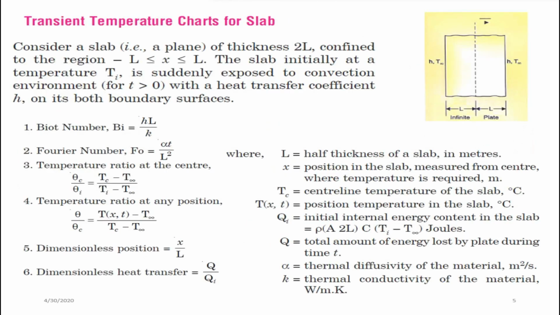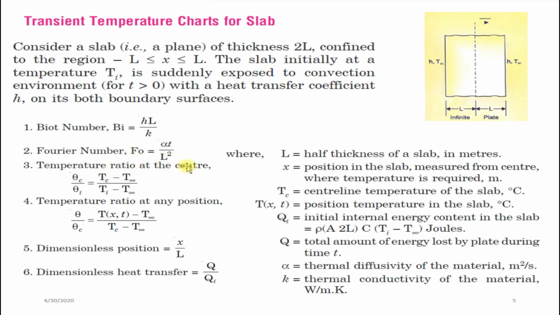Now we will see the transient temperature charts for the slab. Consider a slab, that is a plane of thickness 2L confined to the region minus L to plus L. The slab is initially at a temperature Ti and is suddenly exposed to a convection environment having temperature T infinity with heat transfer coefficient h on both boundary surfaces. So the Biot number is given by hL by k for this slab, because thickness 2L by 2 is L. The Fourier number Fo is equal to alpha t by L square.